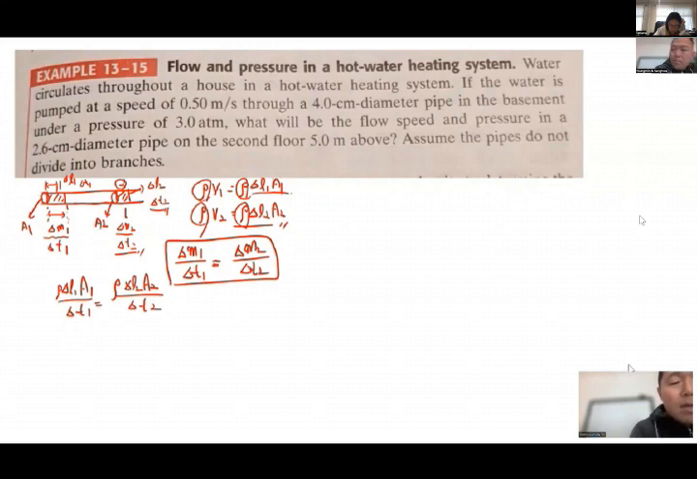Now, as I said, this fluid is incompressible, so the density is the same, it's just conserved. And from that, delta L1 over delta T1 is obviously the velocity 1, and delta L2 over delta T2 is velocity 2 at the second spot. So basically, average velocity times area should be conserved.